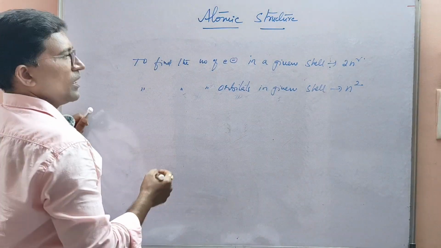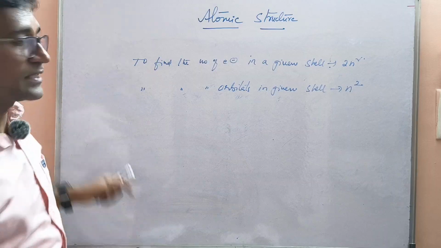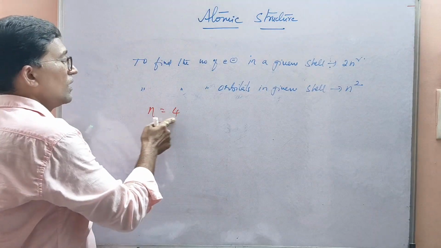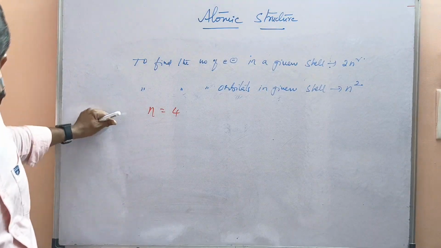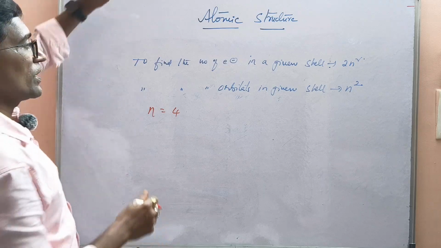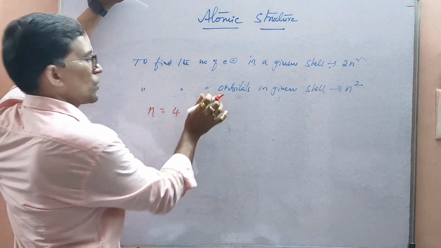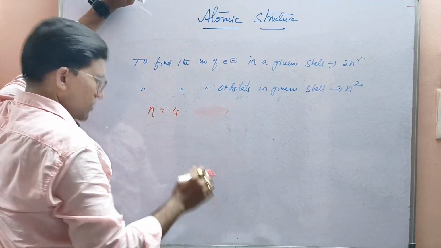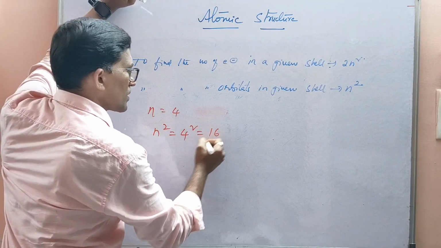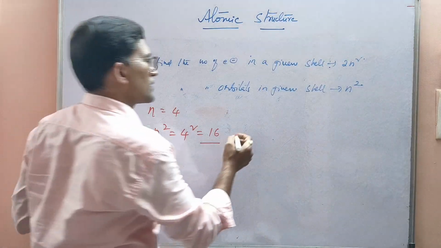So here the question is, if n is equal to 4, then the total number of orbitals in the subshell is, that is, we can use the formula n square. n is equal to 4, nothing but 4 square. If you substitute n equal to 4 in the n square formula, 4 square is equal to how much? 16. Then the total number of orbitals present in the given shell is 16.